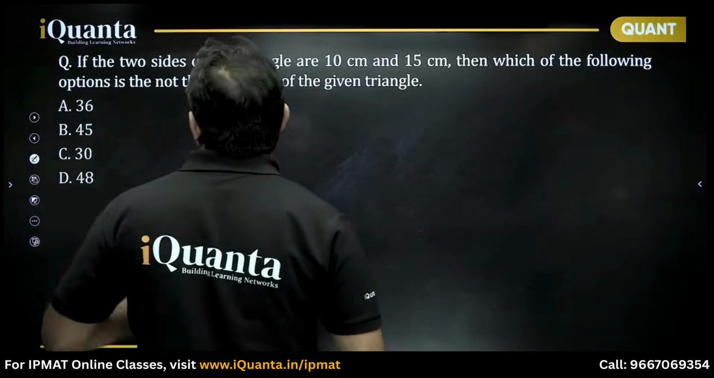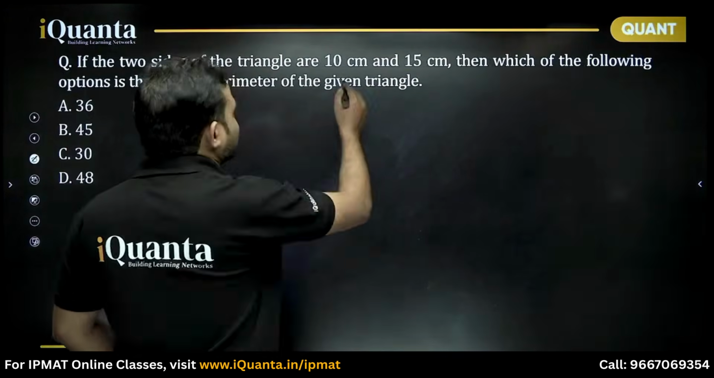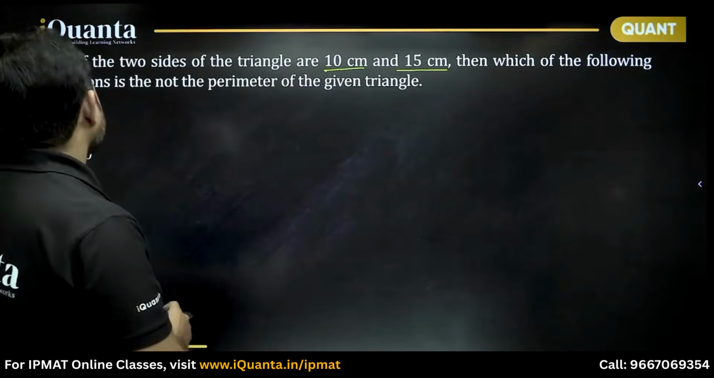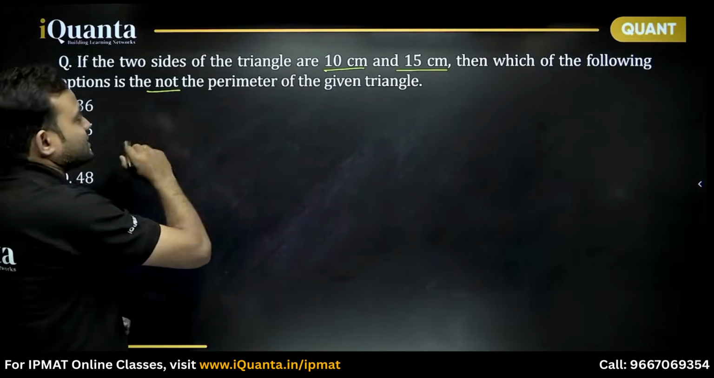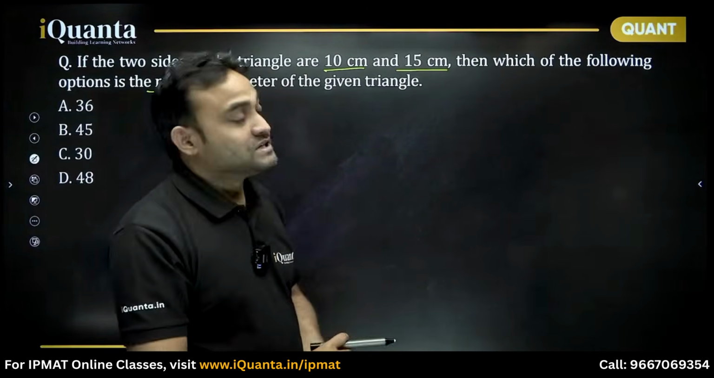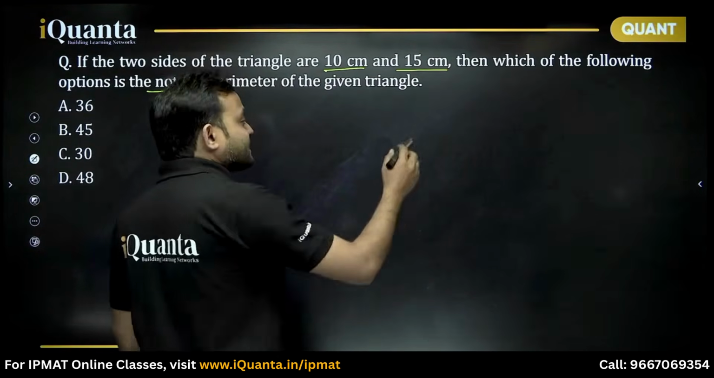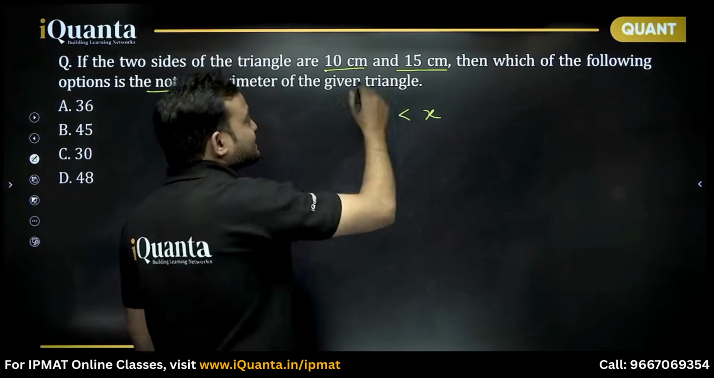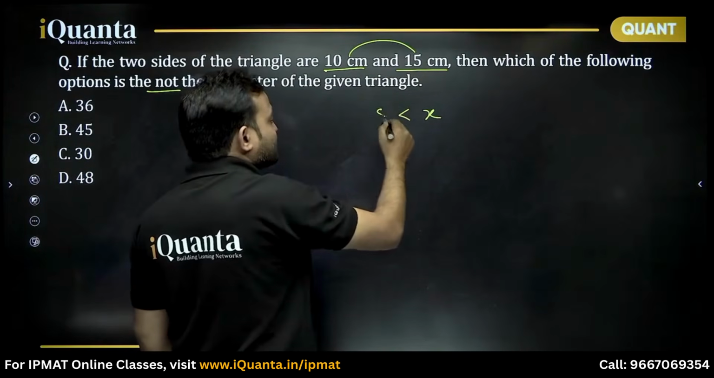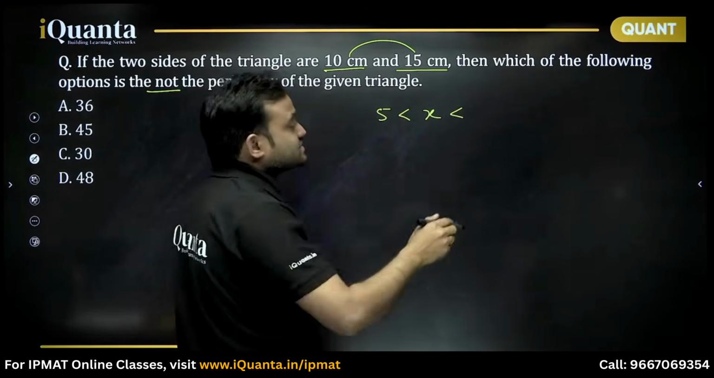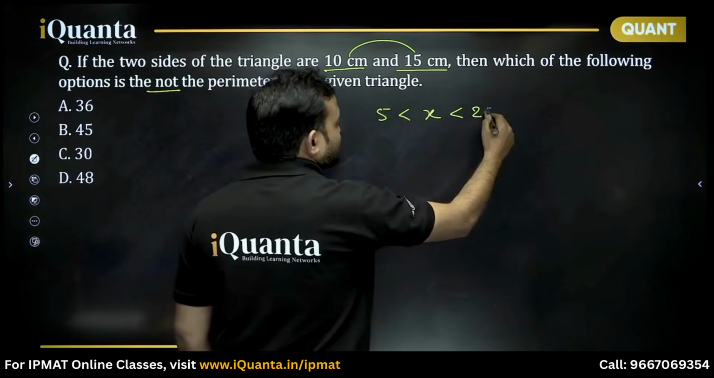Third question, it says if the two sides of the triangle are 10 centimeter and 15 centimeter, then which of the following options is not the perimeter of the given triangle? So what do we know about the third side? If we take the third side as x, then it must be greater than the absolute difference between these two sides, which is 5, and less than the sum of these two sides, meaning 25.